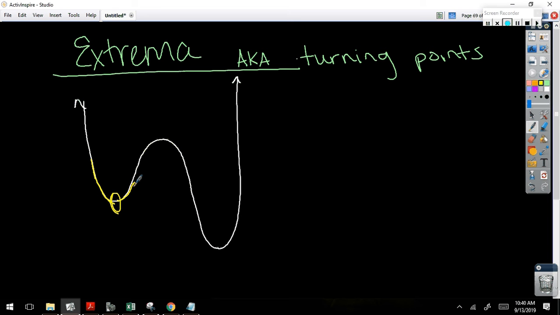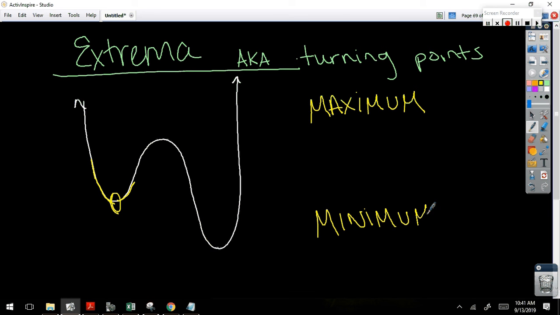We have 2 types of extrema, and then each one of those has 2 types. We have maximums. And minimums. And under these maximums and minimums, you could have different kinds. You could have what we call an absolute maximum.